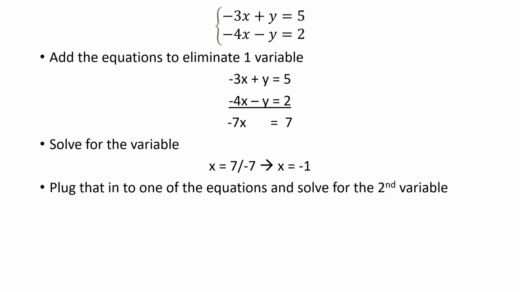Now I'm going to plug that one into either equation and solve for the second variable. Pick the simplest equation. I am going to use the first equation, mainly because the y is positive. I could have used the other equation, but then I would have had to change the sign of everything. It doesn't matter which equation you use, you'll end up at the same value. So negative 3 times negative 1 is 3. So I have 3 plus y equals 5. Move the 3 over. When I move the plus 3 over, it becomes a minus 3. 5 minus 3 is 2, so y equals 2.